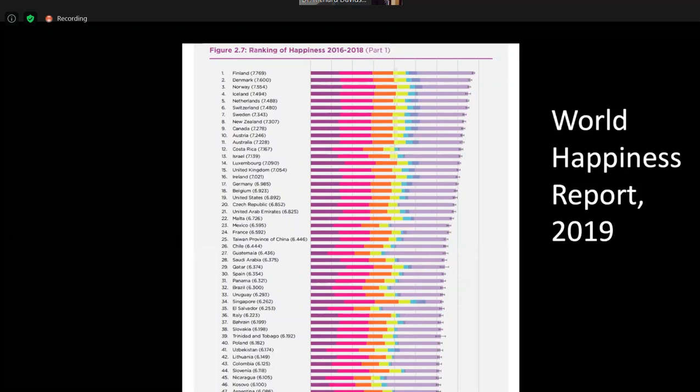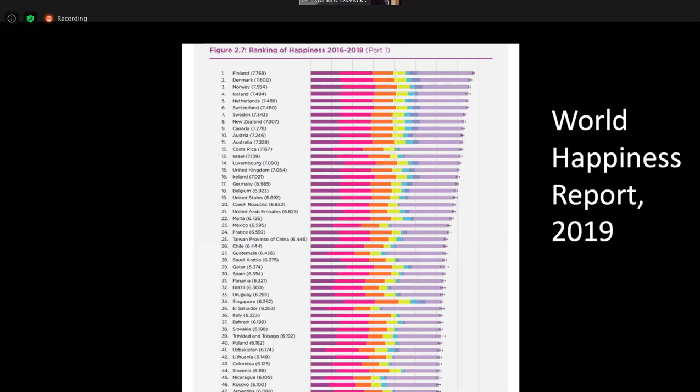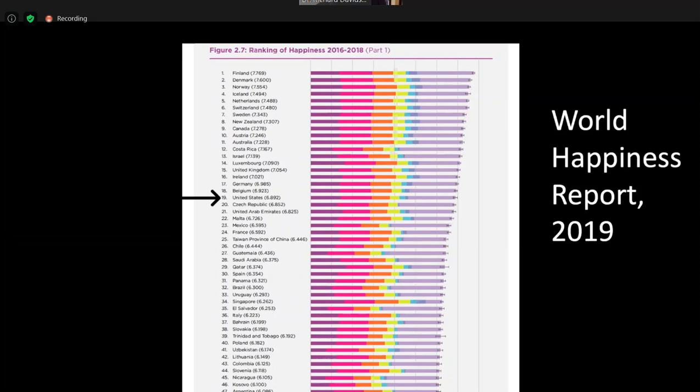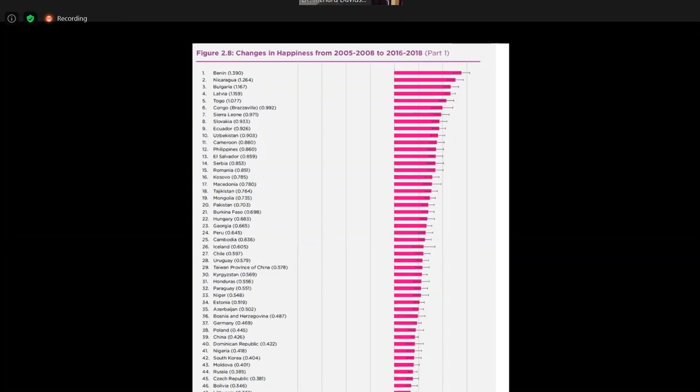So those are the very top countries. And this is the ranking of where countries fall on this very simple measure of subjective happiness. And it's about 132 countries, I think, that are ranked. And for those of you who are from the U.S., I'll show you where the United States falls. It is 19th on this list. But more telling is the change over the last 10 years in the ranking. So this is the change in happiness from 2005-2008 to 2016-2018. So this is over a 10-year period. And when the bars go to the right, it indicates that there's an increase in happiness. When the bars begin to go to the left, it means that there is a decrease in happiness.